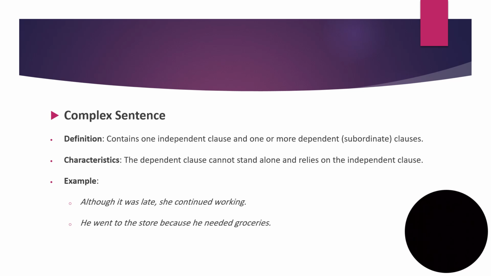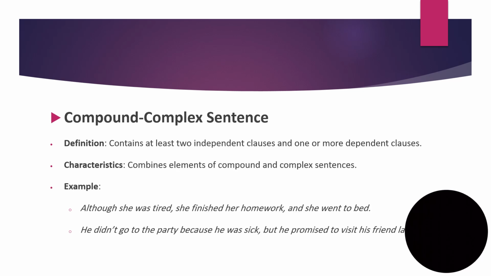He went to the store because he needed groceries. Fourth, we have the compound complex sentence. It contains at least two independent clauses and one or more dependent clauses. Characteristics: it combines elements of compound and complex sentences.